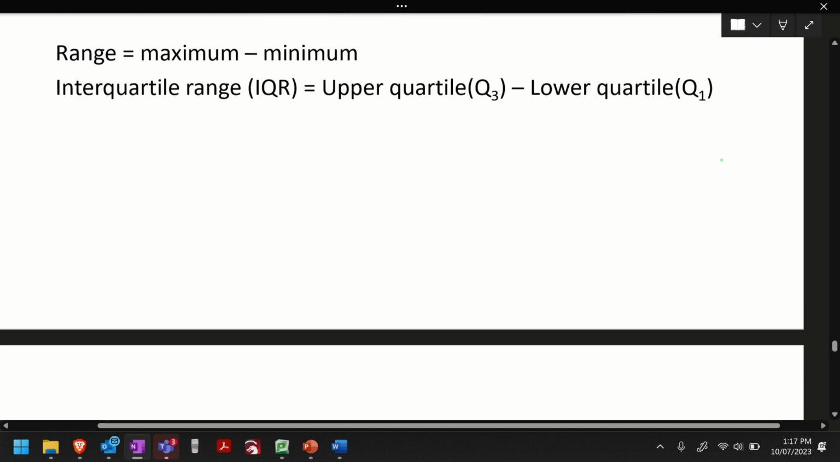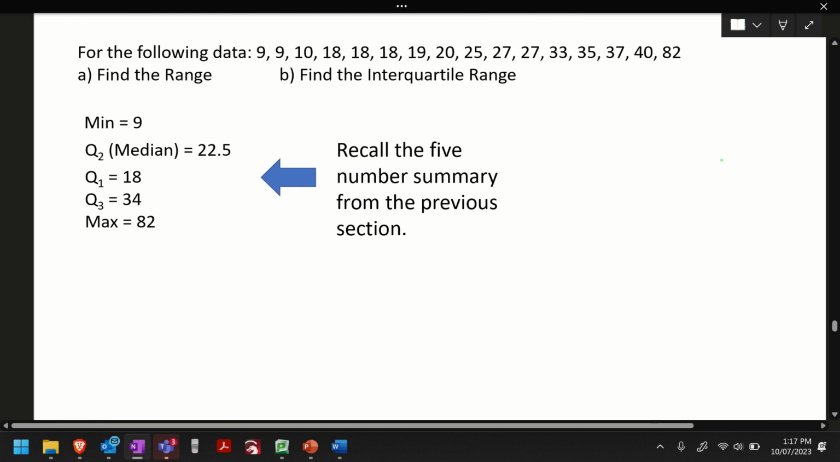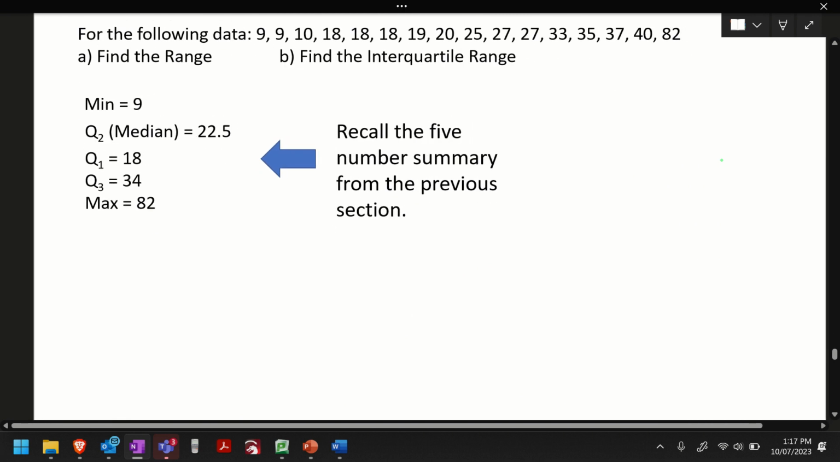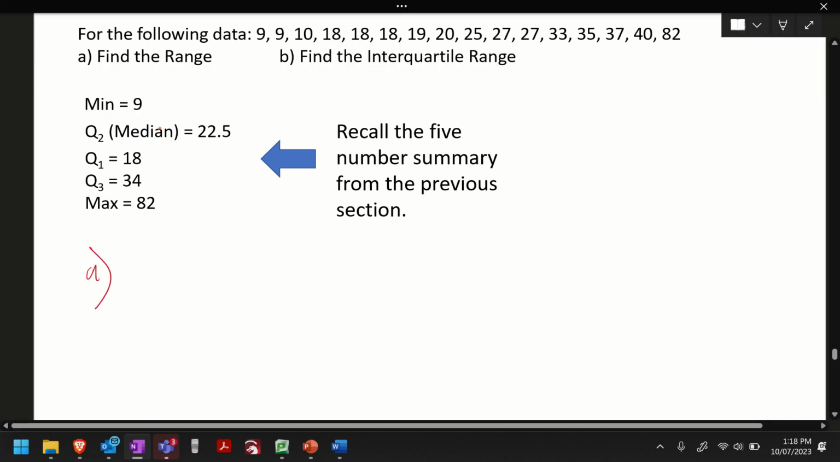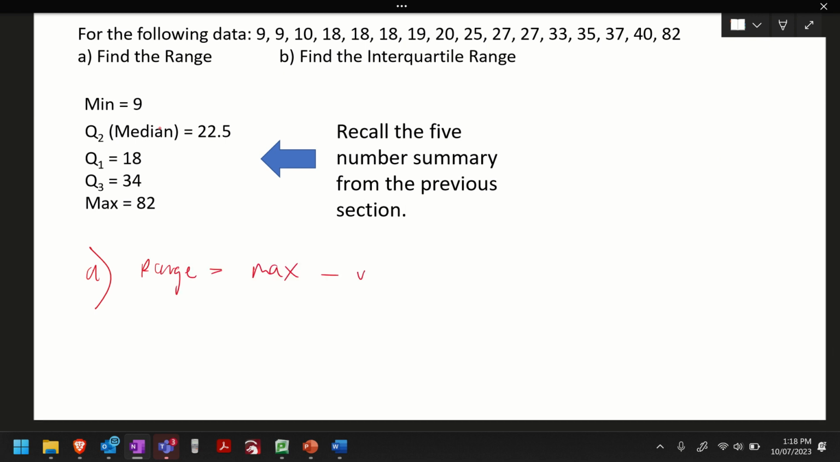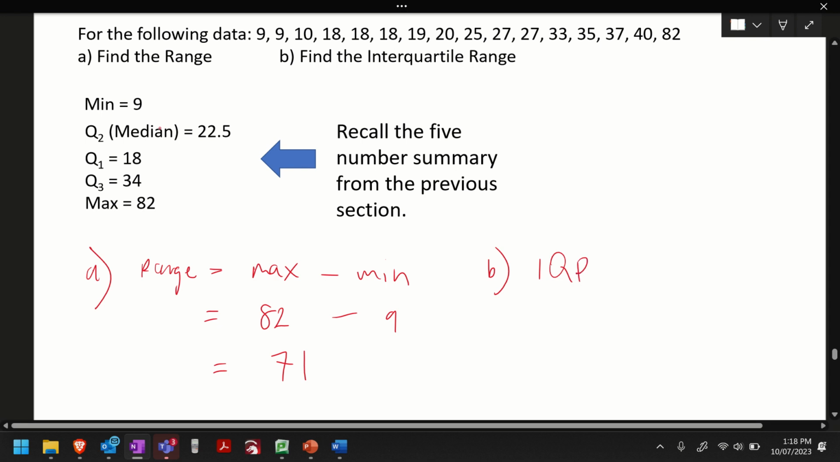Let's go and actually try these ones out. Remember these questions here. If you need to copy down the numbers, let's put them in. We need to find the range and the IQR. So for question A, find the range. Remember the range is max take away the minimum. In this case, it's 82 take away 9, which is 71. Easy. There's your range. Question B, the IQR or interquartile range is just basically Q3 take away Q1.